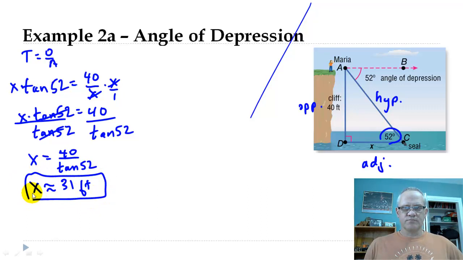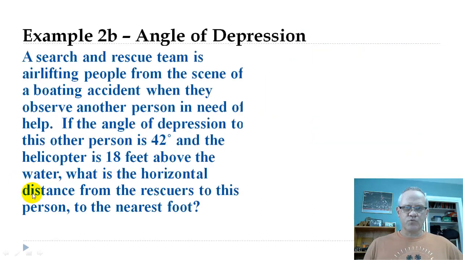Okay? All right, we'll do one more. A search and rescue team is airlifting people from the scene of a boating accident when they observe another person in need of help. If the angle of depression to this other person is 42 degrees and the helicopter is 18 feet above the water, what's the horizontal distance from the rescuers to this person, to the nearest foot?